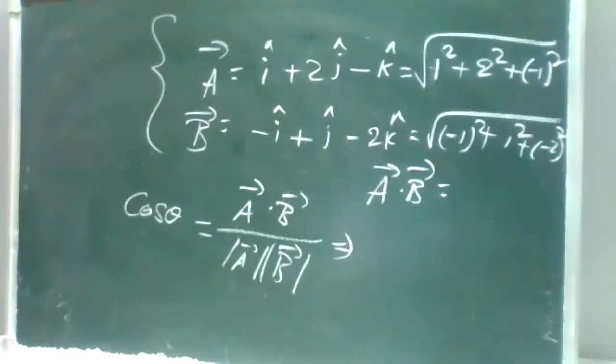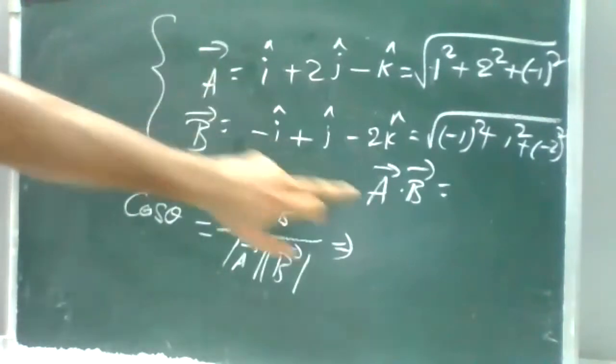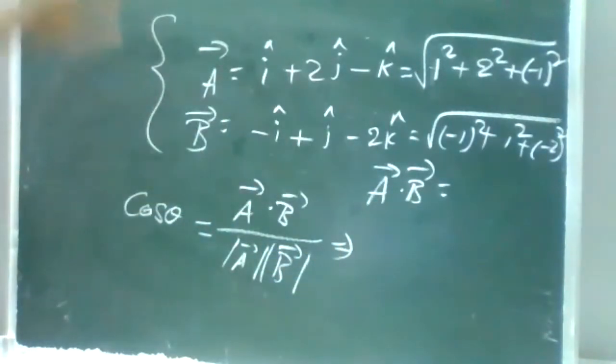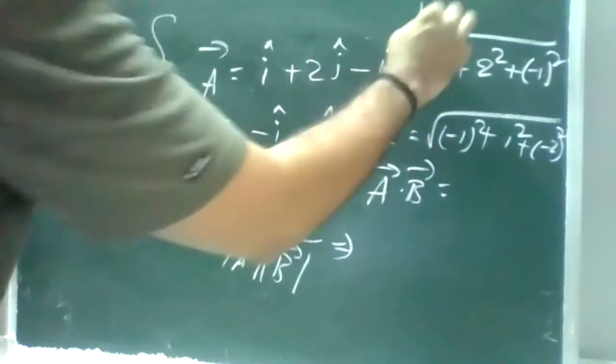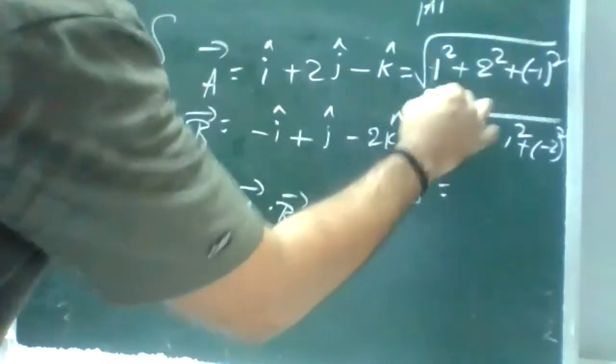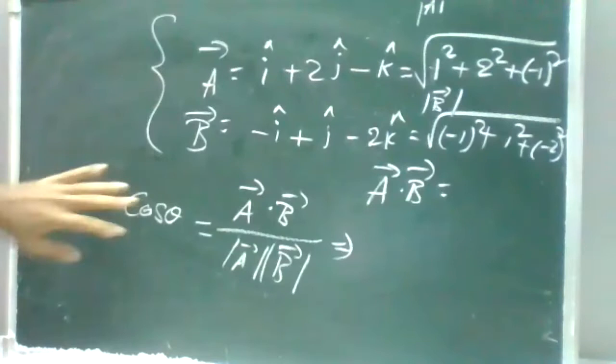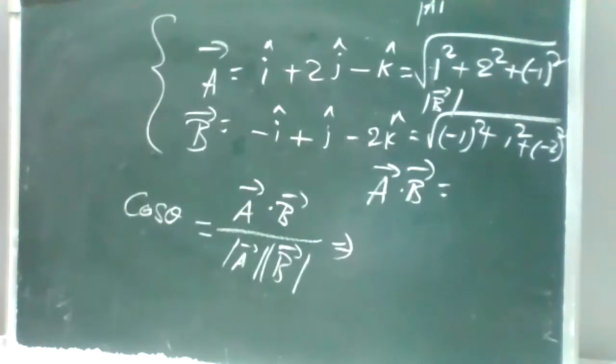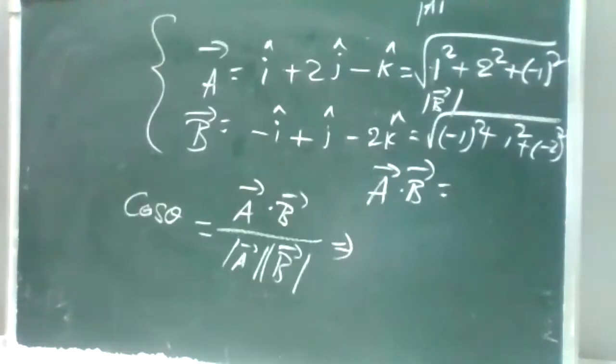Just multiply, and this multiplied gives a dot b. These are nothing but your magnitudes. From this relation find cos theta. Theta equal to 4 will not come. First tell me the cos theta value, and check it.